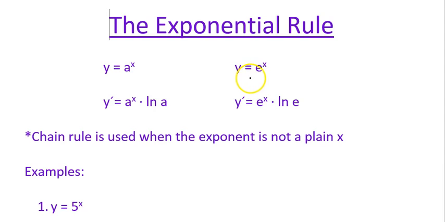Now, the reason I have the e to the x over here is because when you bring it down and then multiply by the natural log of the base, the natural log and e kind of cancel each other out. They actually become 1. And so you just have e to the x. Basically, anytime you want to take the derivative of e to the x, it's just e to the x. Whenever the exponent is not a plain x, you have to use the chain rule, and I'll show that to you in our examples coming.